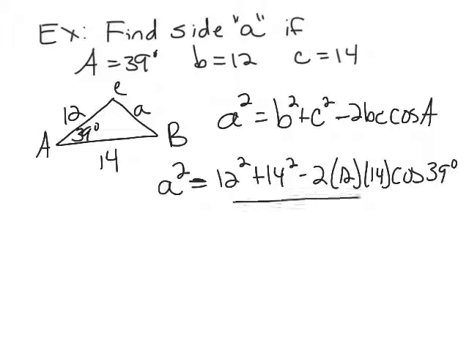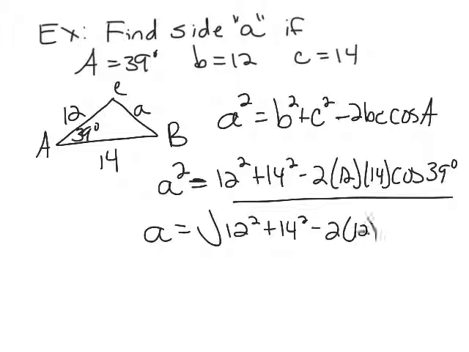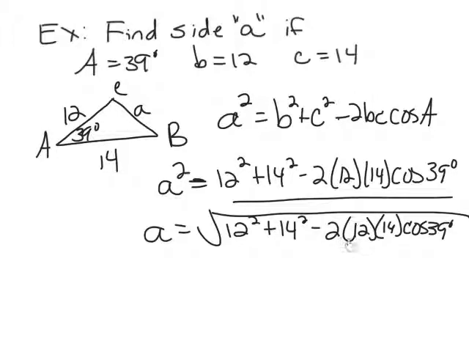I could process all that in my calculator and then take the square root, or I can do it all at once. So a is going to be whatever I get when I take the square root of 12 squared plus 14 squared minus all this stuff. You have to be careful with your order of operations. If I see any mistakes, that's where I'm going to see them. You have to multiply the 2 and the 12 and the 14 by the cosine of 39 before you subtract it from all this other stuff. And if you do it correctly, you're going to get a is approximately 8.9 if we round to a tenth.